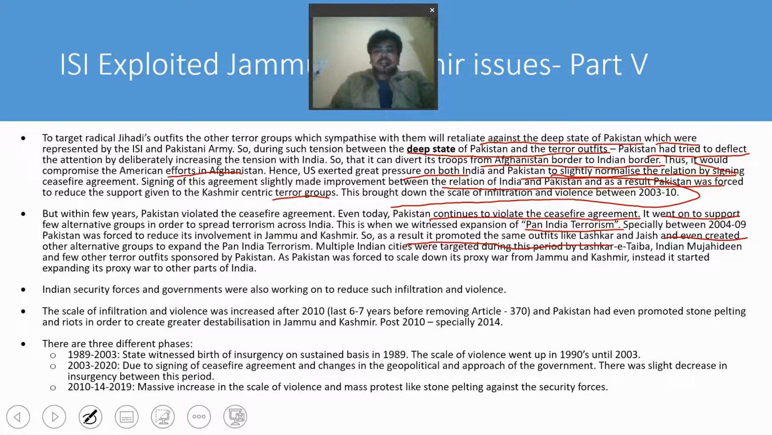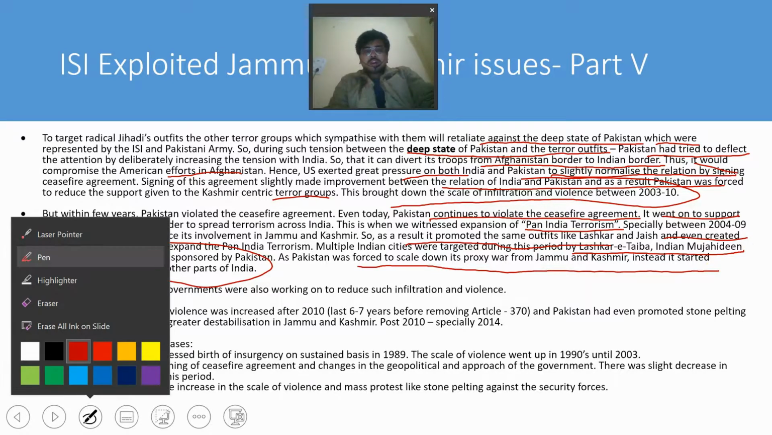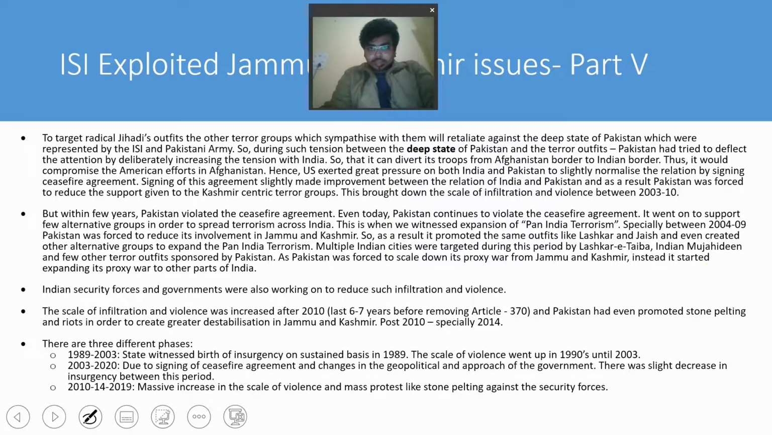So multiple Indian cities were targeted during the period of Lashkar-e-Taiba, Indian Mujahideen, and a few other terror outfits sponsored by Pakistan. As Pakistan was forced to scale down its proxy war from Jammu and Kashmir, it expanded its proxy war to other parts of India. In the beginning, it was not to attack innocent civilians, but after the training of the Indian Mujahideen and all, they changed their path to attack innocent civilians.